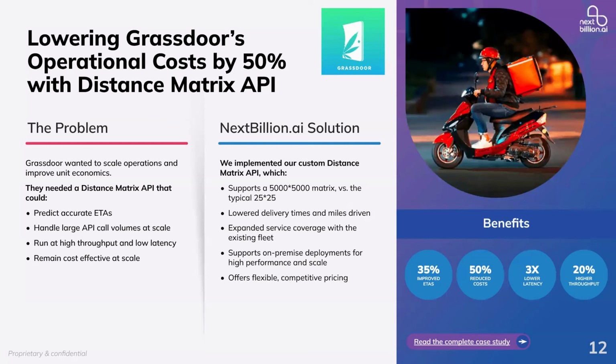So the collective outcome, to summarize, was that we provided a cost-effective distance matrix which catered to huge volumes. It was an on-prem deployment, and as a result, Grassdoor was able to reduce operational latency by almost 3 times, reduced operational costs to almost half of their existing spends, improved ETA accuracy by 35%, improved operational throughput by 20%, and eventually they were able to expand service coverage with their existing fleet. So that concludes our case study.